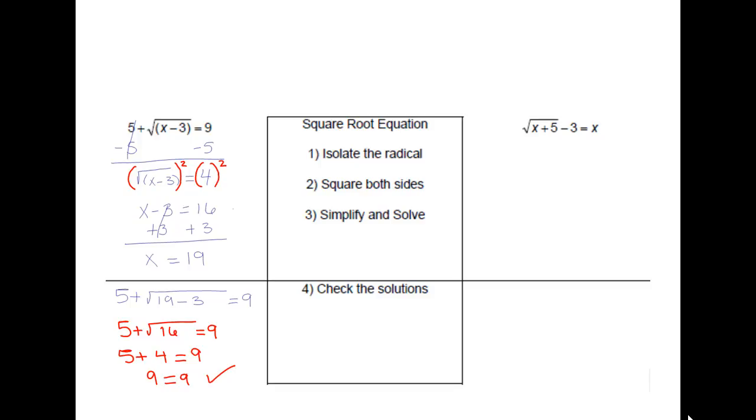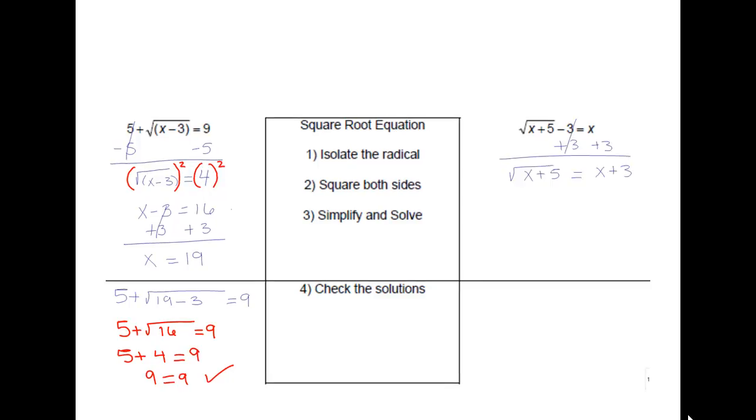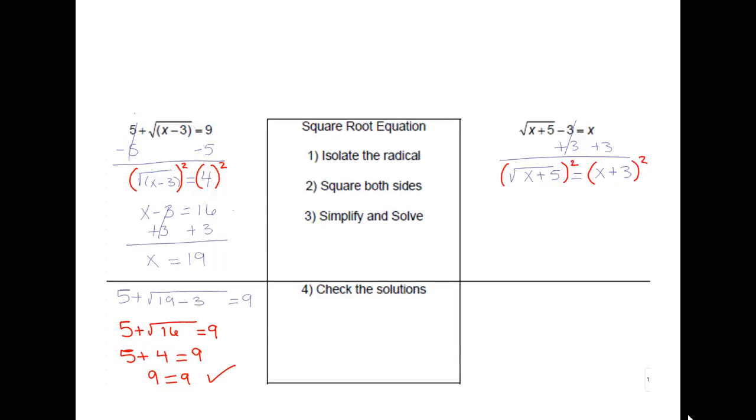Square root of x plus 5, and then we have a minus 3 outside of the square root, equals x. Now in this one, the first thing we need to do is add that 3 to both sides. When we add the 3 to both sides, we end up with the square root of x plus 5 equals x plus 3. Step 2 would say for us to square both sides. So we need to square both sides.